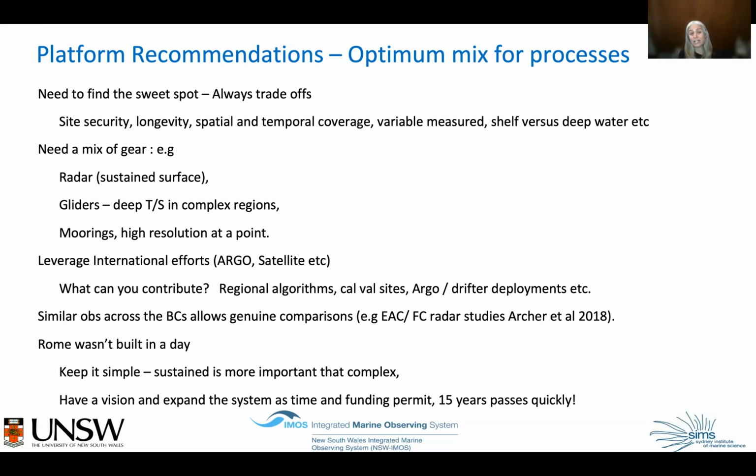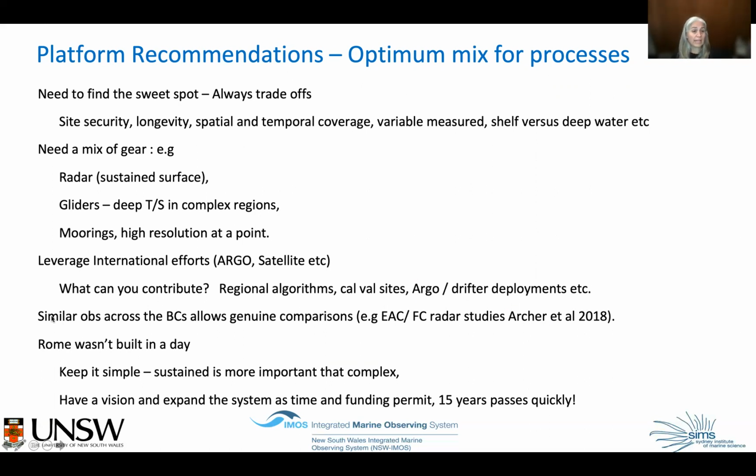You need to be able to leverage international efforts, Argo, satellite, drifters, etc. And think about, well, you may not be able to launch a satellite yourself, but what can you contribute? Can you contribute regional algorithms, CalVal sites? Can you deploy Argo floats? Can you deploy drifters on behalf of other agencies? If you can provide boat time and logistical support, that's also very, very valuable. We've often had drifters donated to us to deploy in the ASC system, for example.